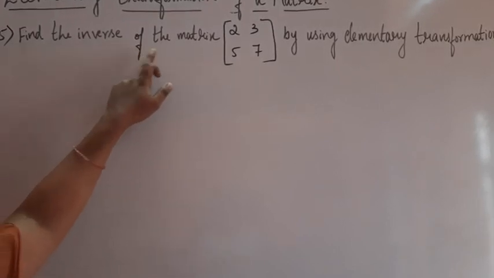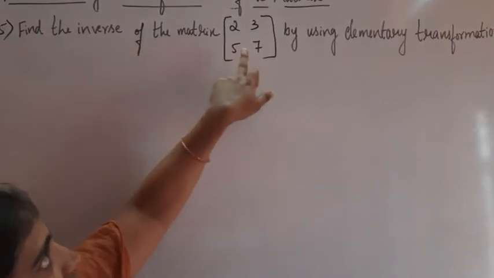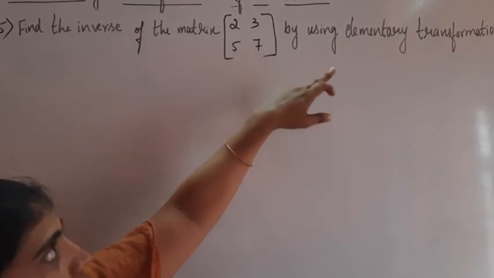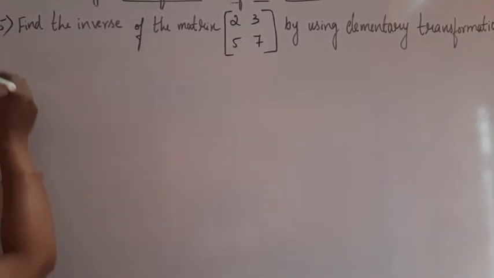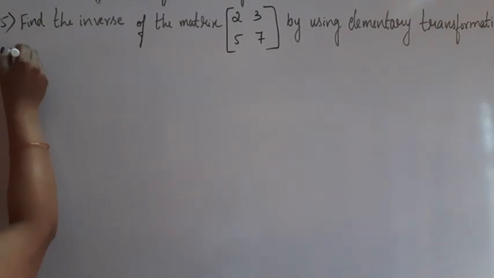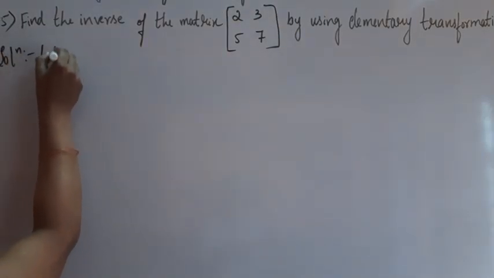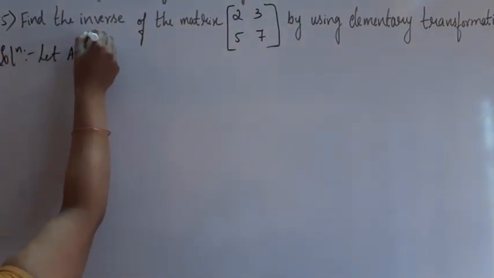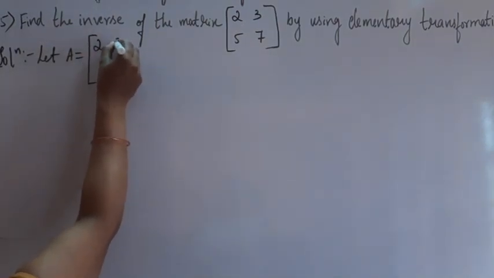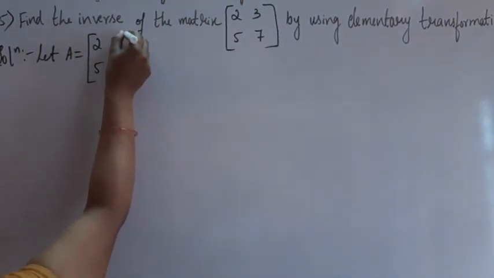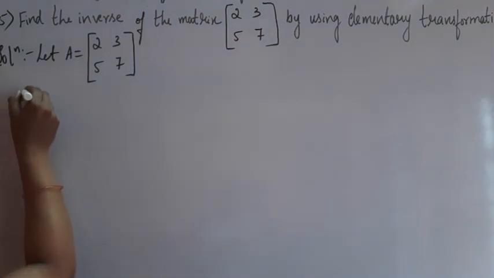Find the inverse of the matrix. Again we have to find the inverse of the given matrix by using elementary transformation. So let us take the given matrix as matrix A. So matrix A equals 2, 3, 5, 7. We know the condition.